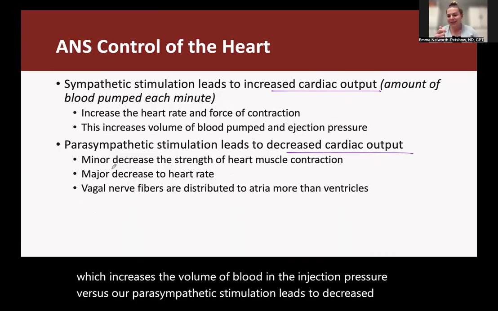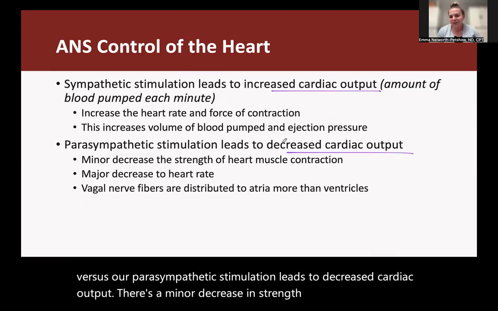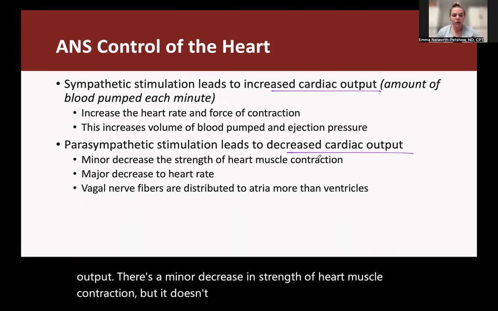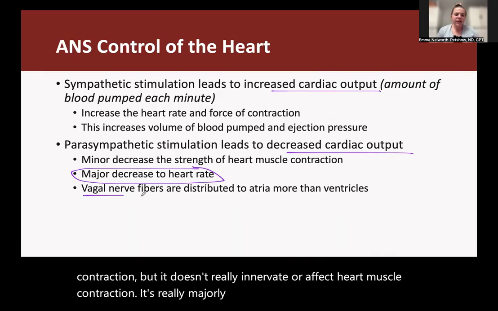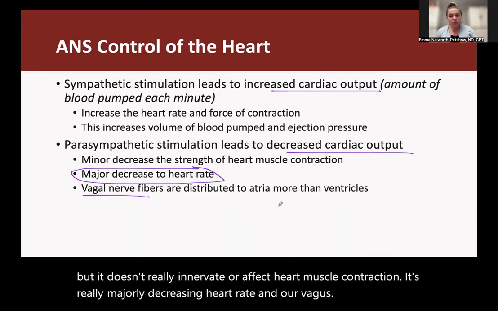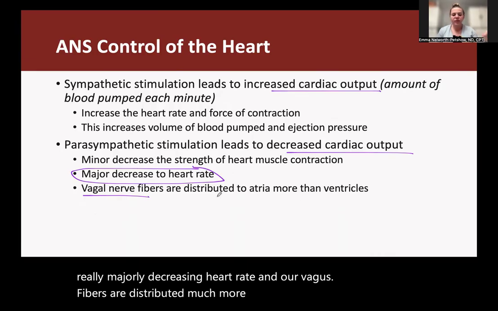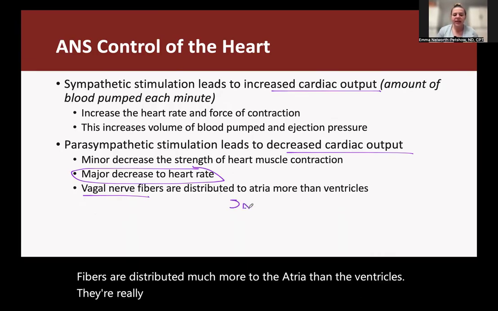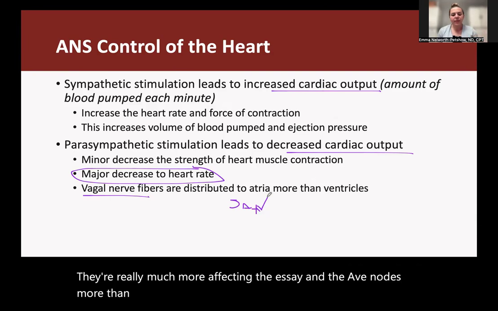There's a minor decrease in strength of heart muscle contraction, but it doesn't really innervate or affect heart muscle contraction. It's really majorly decreasing heart rate. And our vagus nerve fibers are distributed much more to the atria than the ventricles. They're much more affecting the SA and the AV nodes than the actual ventricle fibers themselves.